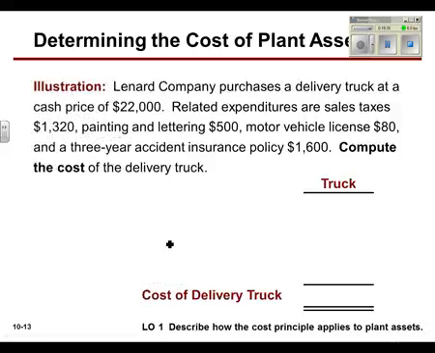Okay, finally we're seeing a journal transaction. Is this one in your notes? Okay.